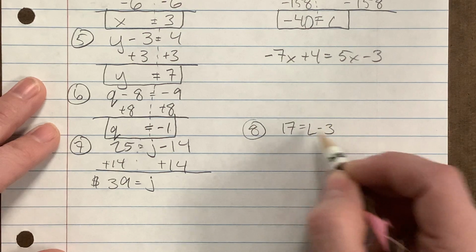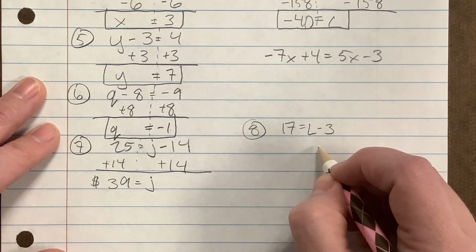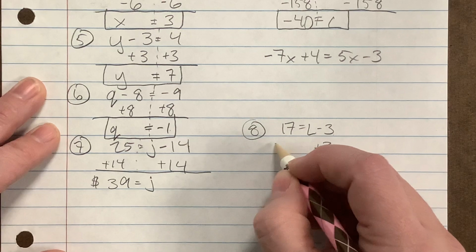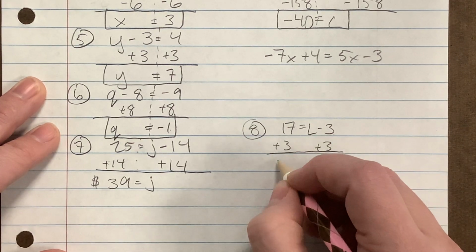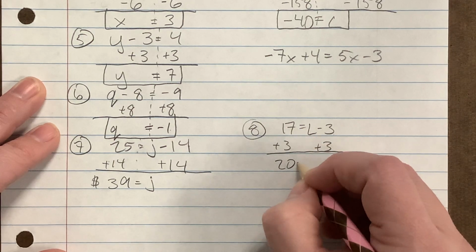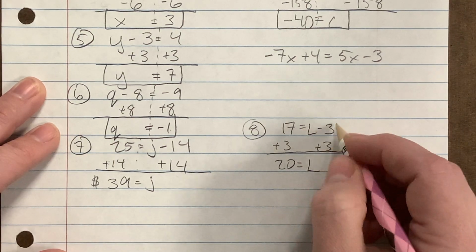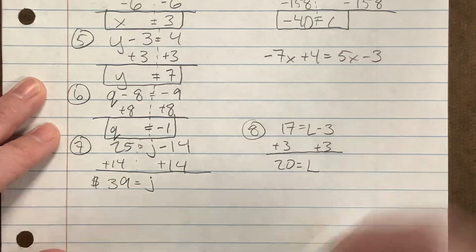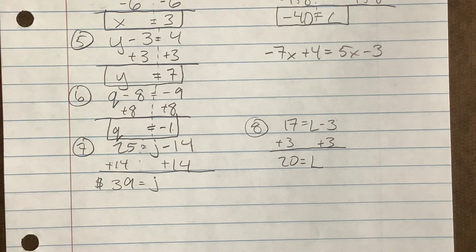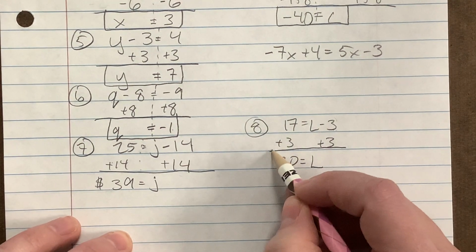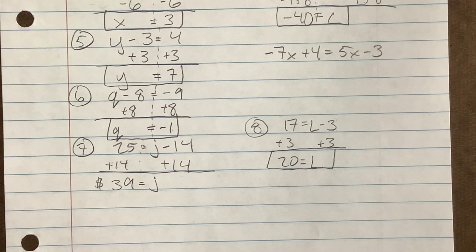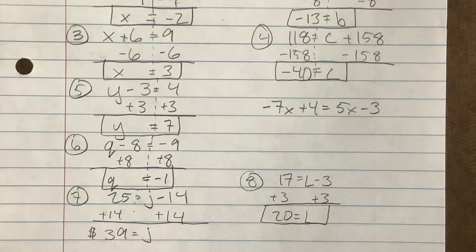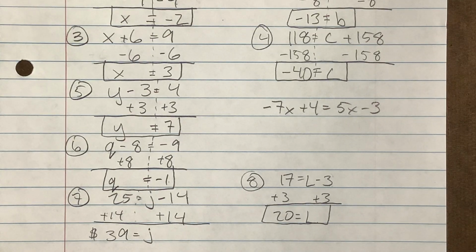Alrighty, we want to get the variable by itself. Right now there's a negative 3 with it, so I'm going to add 3 to both sides. Okay, 17 plus 3 is 20. Bring down the equal sign, bring down my L. Negative 3 plus 3 is 0, so I don't need to write it. So this means the average lifespan of a lion is 20 years. There you go. All right, hopefully that is enough practice problems for you.